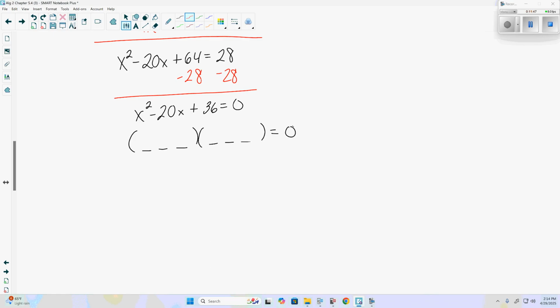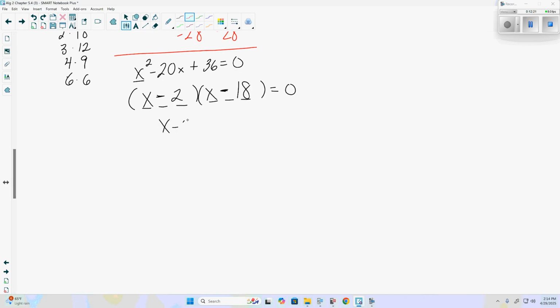Third term's positive, so the signs are the same and match the sign of the middle term. Negative and negative. Only factors for our first term are x and x. Factors of 36. We have 1 and 36, 2 and 18, 3 and 12, 4 and 9, 6 and 6. Which ones do we want to try first? 2 and 18, yeah. And those are the correct factors. So since we have two things multiplied together equals 0, one of these is going to have to be 0.